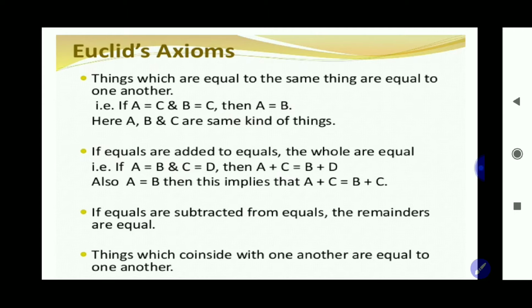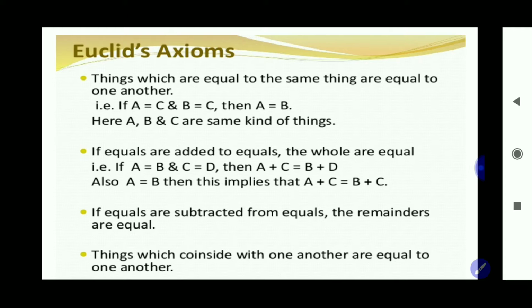Things which are equal to the same thing are equal to one another. That means if A is equal to C and B is equal to C, then A is equal to B. Here A, B and C are the same kind of things. One more axiom. If equals are added to equals, the wholes are equal. That means if A is equal to B and C is equal to D, then A plus C is equal to B plus D. Also, if A is equal to B, then this implies A plus C is equal to B plus C.